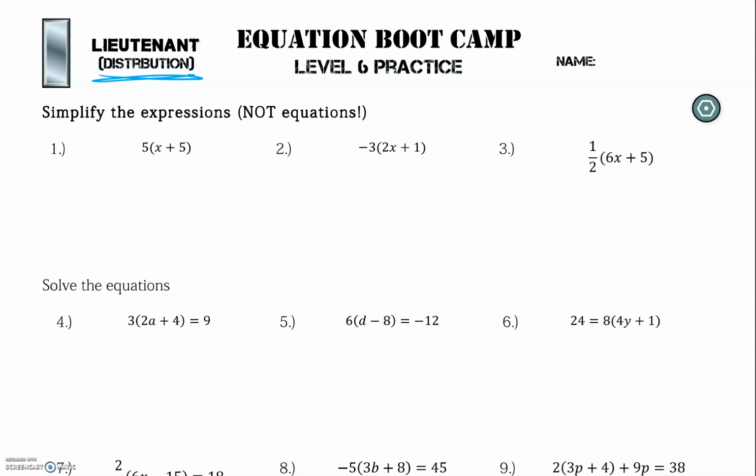So these first three problems, notice that the directions say simplify the expressions. So notice we don't have any equal signs in those first three problems. It's because they're not equations and we can't solve them, but we can simplify them. So when we have a number outside the parentheses, we need to distribute that number through the parentheses.